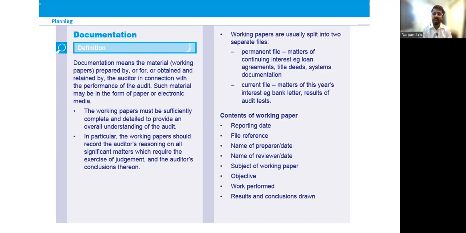What will you put in current file? The sales invoices that we were discussing. Those sales invoices that you've collected and the sales breakup are related specifically to this year only. That you put in current file. Whatever is specifically related to this year, like the bank statement of this year, the sales invoices of this year, will go to current file, right? So matters of this year's interest will go to current file. Simple. Okay.